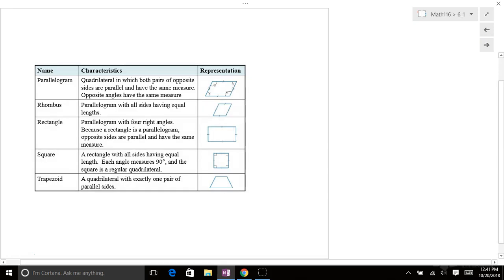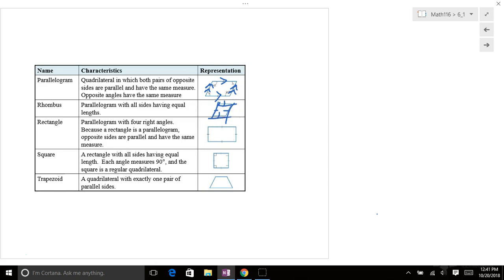So here are some characteristics of these four-sided quadrilaterals. If you have a parallelogram as a type of quadrilateral, the opposite sides are parallel. So that one is parallel to that one, and this one is parallel to that one. The opposite sides are parallel, and the opposite angles have the same measure. A rhombus means all four sides are the same, and it's a parallelogram, meaning the opposite sides are parallel. That one's parallel to that one, this one's parallel to that one.